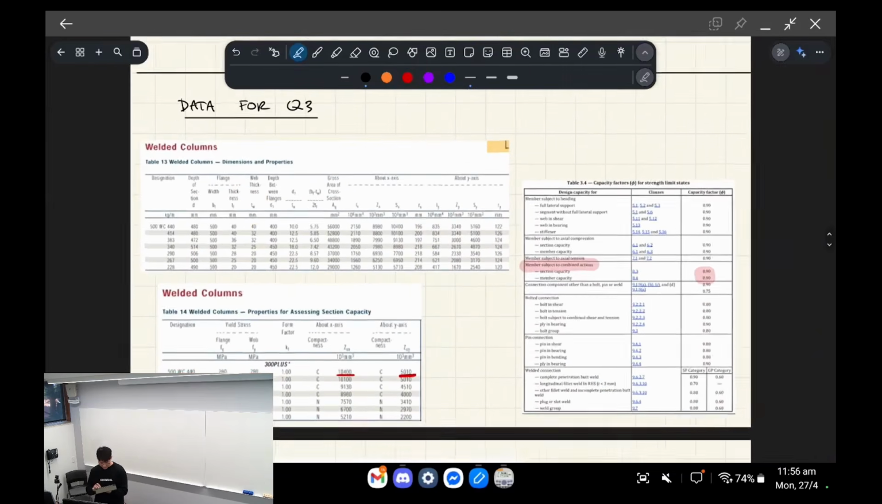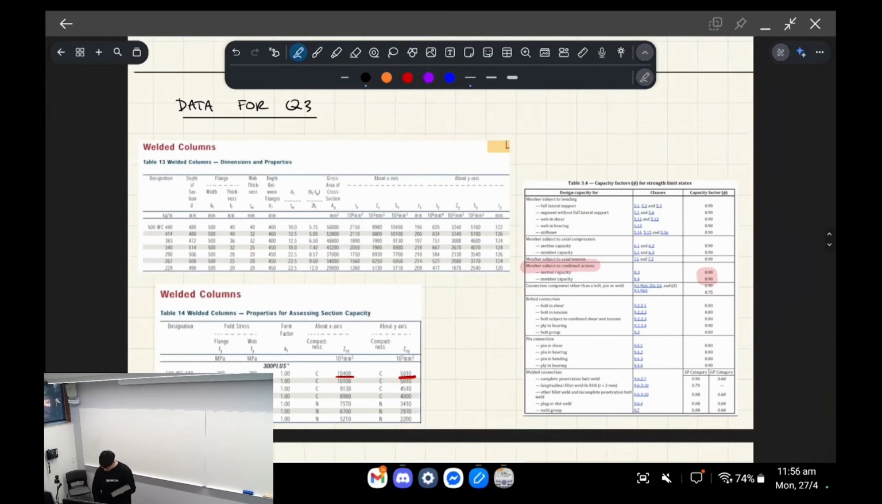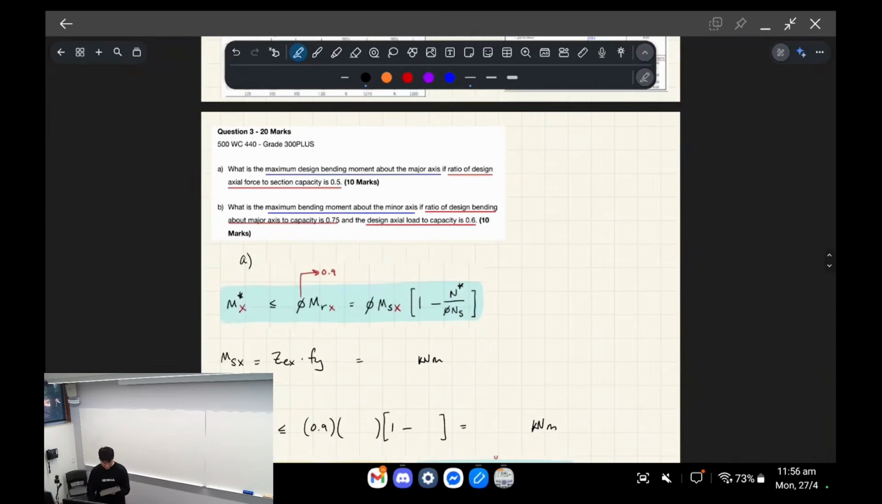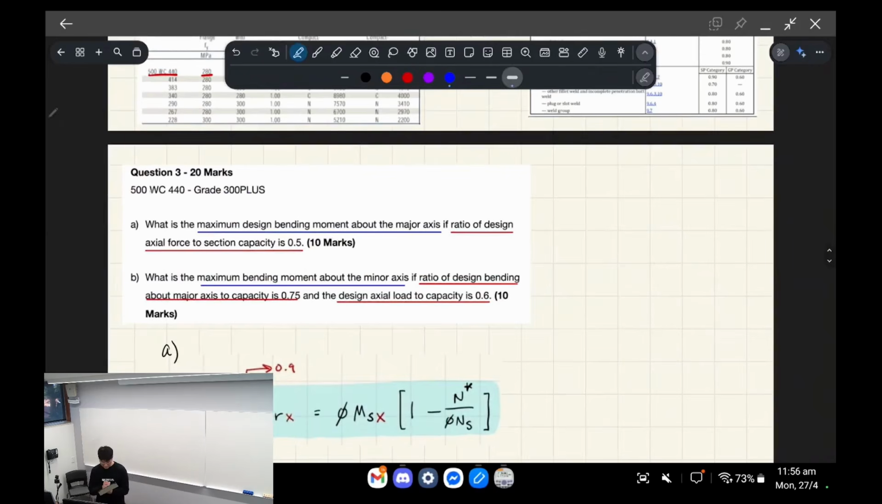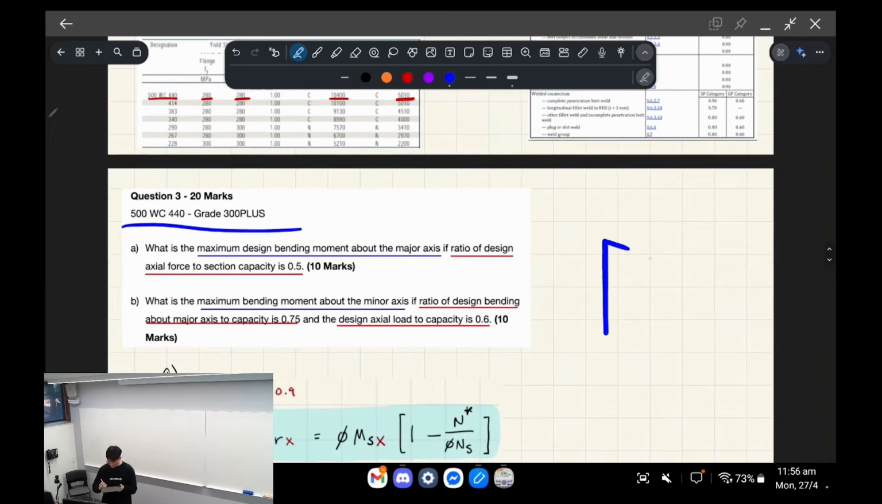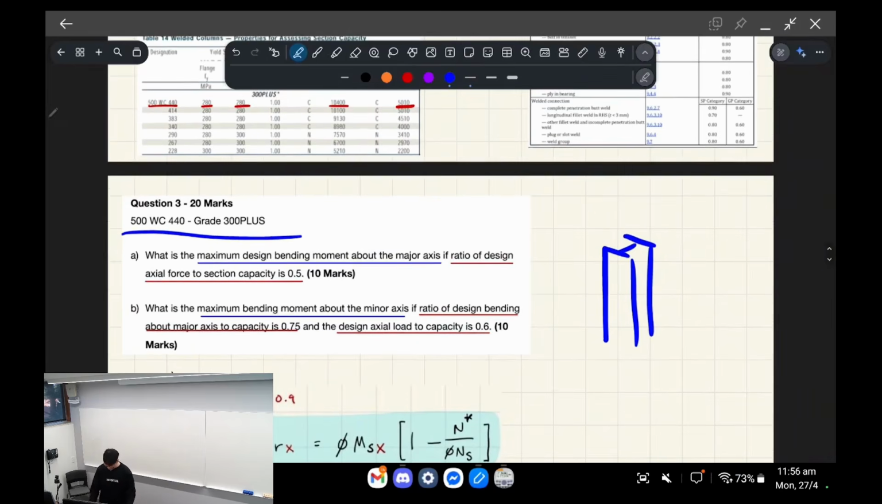So now we're going to move on to question 3. This is just data for it. I'll just scroll back up to it later. Question 3, you get a different section now. So you get a welded column. And basically, you can assume that this is in a column system of some sort. The wording's a bit funny, so let me just look at my notes real quick.